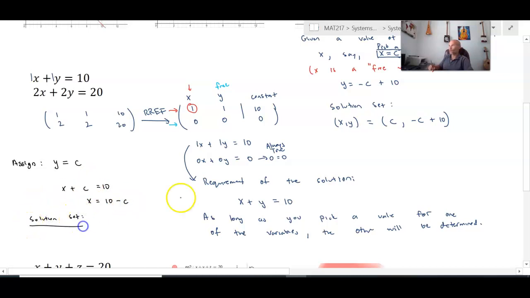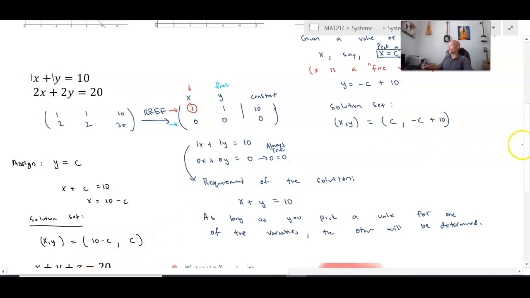Now, we get the solution set. We're going to keep going with it. We're going to see how these connect. The solution set, based on how we just did this, will be x will be 10 minus c, and y will be the value c that we assign it. Now, this might look different, right? Because here we have c is the value of x, and negative c plus 10 is the value of y, which, by the way, 10 minus c is the same thing as negative c plus 10.